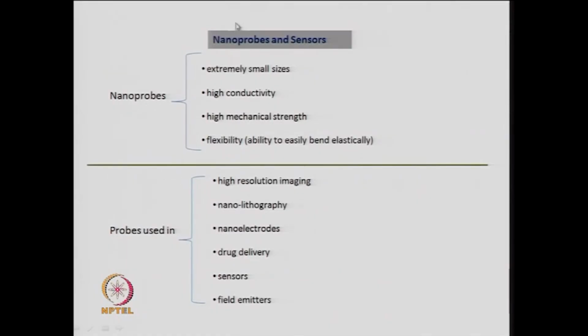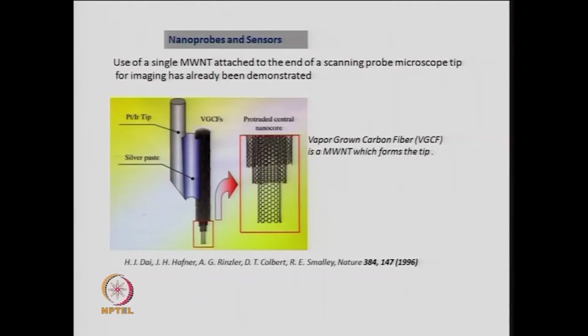And where are these carbon nanotubes as probes or sensors being used? They are used in high resolution imaging, in nanolithography, as nanoelectrodes, in drug delivery, in sensors and in field emitters. Some of these we just discussed before. So, let us look at a nanoprobe using a carbon nanotube.